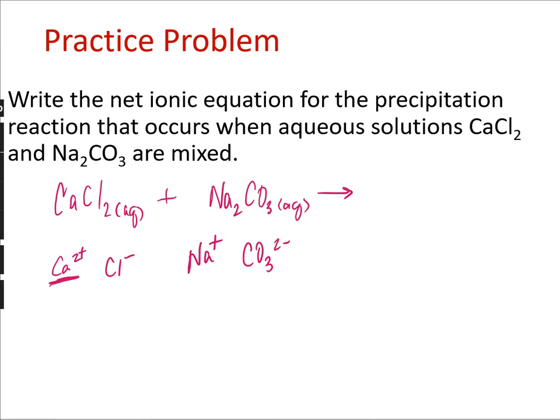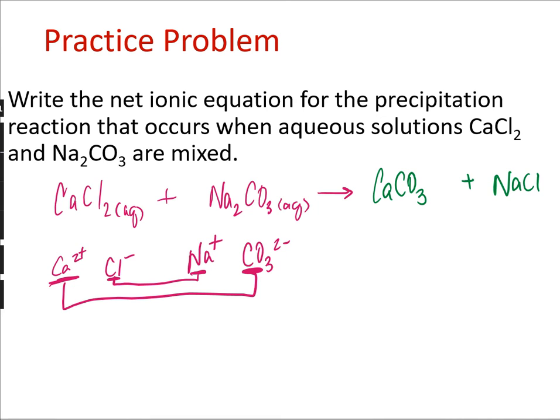So to predict the product, this positive will now pair with this negative. This positive will now pair with this negative. So when we look at this, we end up with calcium, which has a +2, combining with carbonate, which has a -2. So we only need one of each. So we have CaCO3. We end up with sodium, which is a +1, combining with chloride, which is a -1. So we have NaCl.